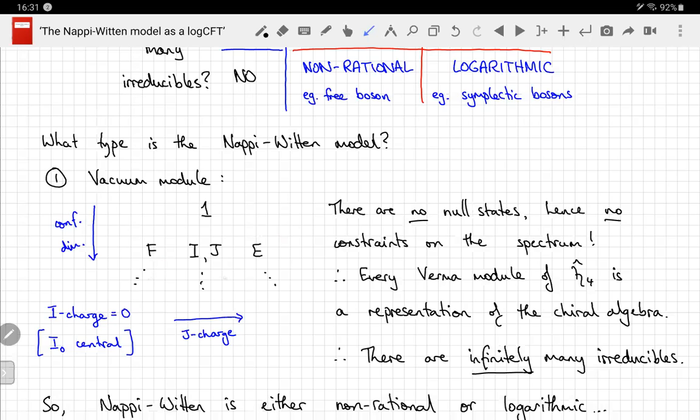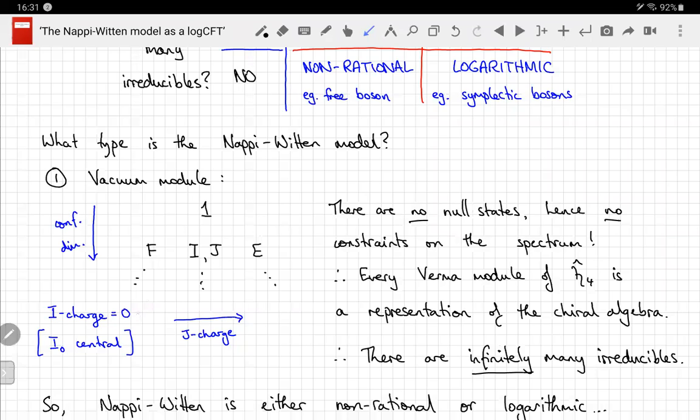So there are many, many more fields descended from these. This sort of goes on. There's infinitely many of them. But I just want to give you a very, very brief painting of what this vacuum module looks like. I said also that I and J function a bit like a Cartan subalgebra, and so the eigenvalues of the zero modes can be thought of as charges for the states of this theory.